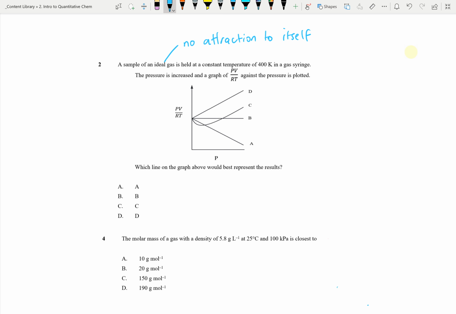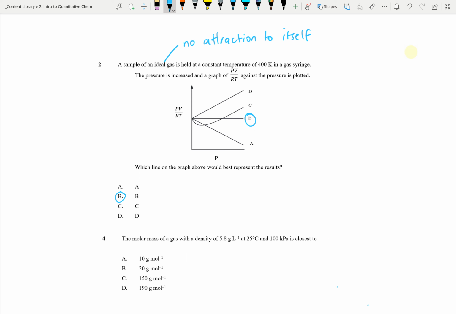And if I increase the pressure and they get pushed into each other a bit more, I shouldn't see any more intermolecular forces because they have no intermolecular forces. They have no attraction to itself. So the pressure and the volume that they stay at should stay constant. Okay, so the answer is B for this one.